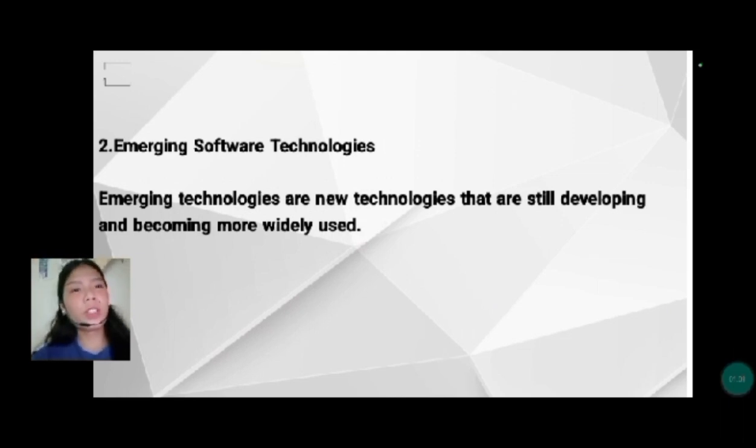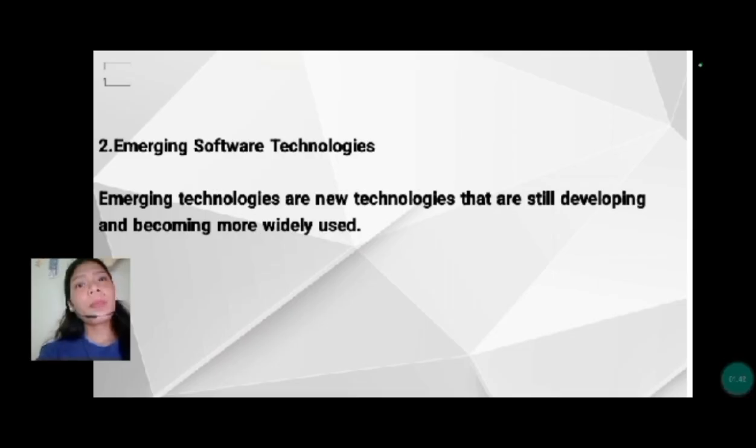For number two is emerging software technologies. Emerging technologies are new technologies that are still developing and becoming more widely used. They are new types of software that are starting to become popular because they make tasks easier, faster, or smarter. These technologies are not fully common yet, but they are growing quickly and are likely to be very important in the future. They often improve how people work, communicate, and solve problems.